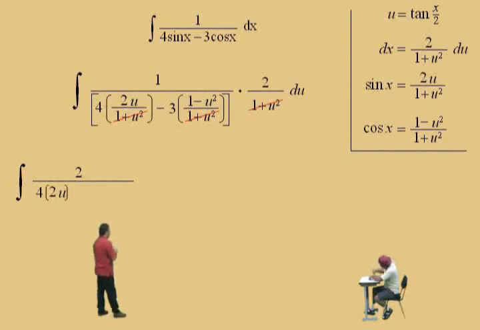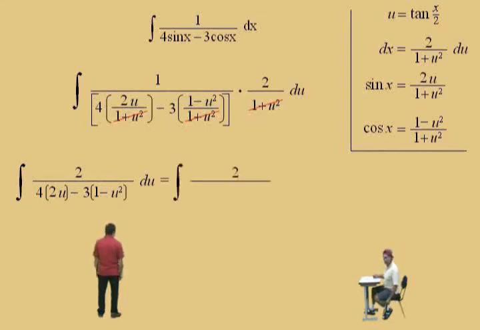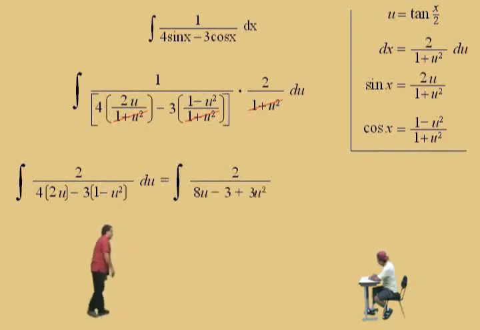And the bottom, what do we have, Charlie? 4 times 2u. That's right. Subtract what? 3 times 1 minus u squared. Very nice, Charlie. Okay. And don't forget, it's a du. Now, you've got to clean up that denominator a little bit. So what do we get in the denominator, Charlie? 8u minus 3 plus 3u squared. Very nice. Don't forget, it's a du there.